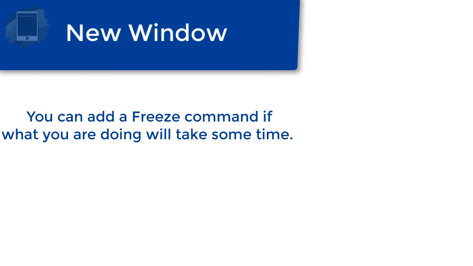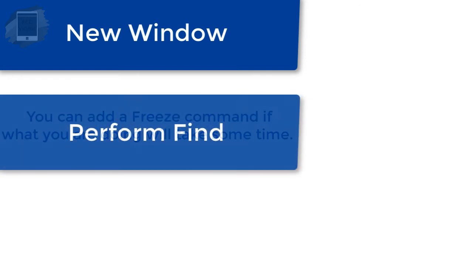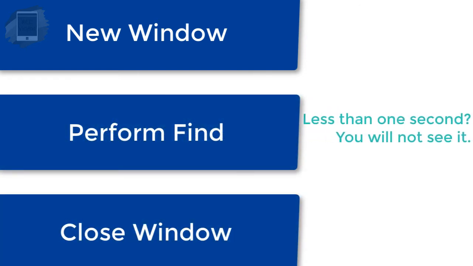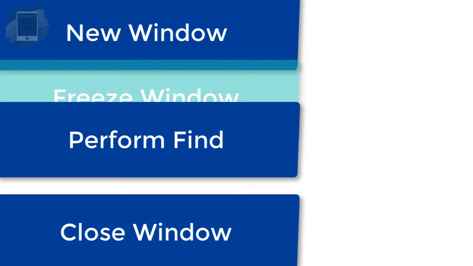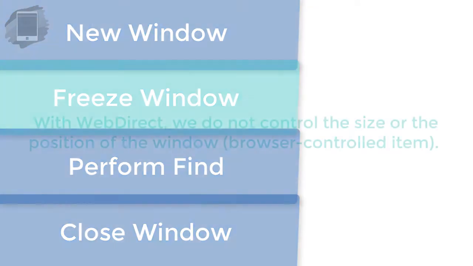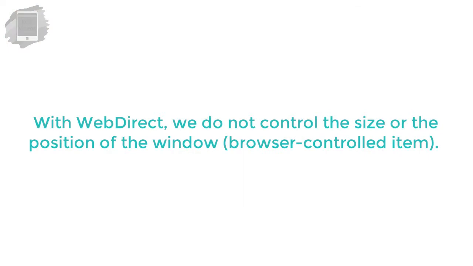So if you do a new window, do this, bang, if it's less than 1 second, you won't see it. If not, you can do a freeze window and say new window, do the thing, and come back, right? Well, that's a good technique to know. This is very good because it goes back to the fact that with WebDirect we don't control the size or really the position of the window, because that's a browser controlled item.